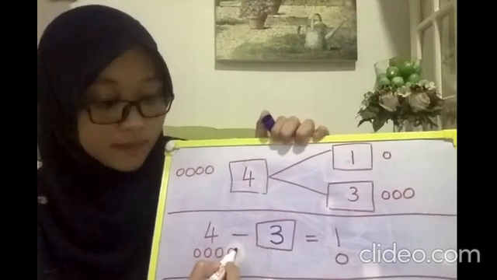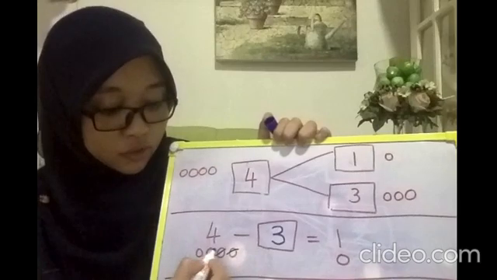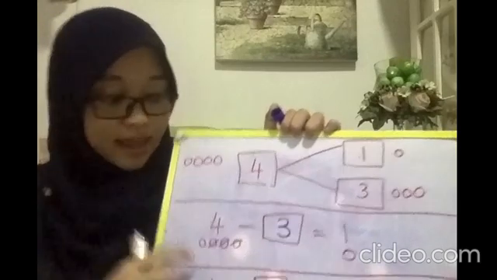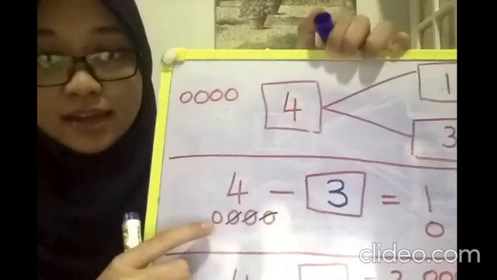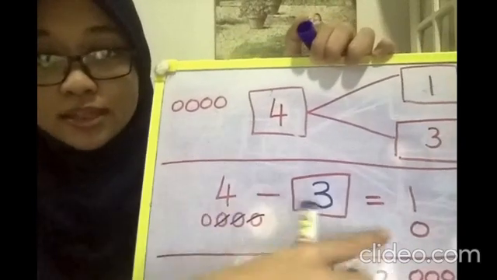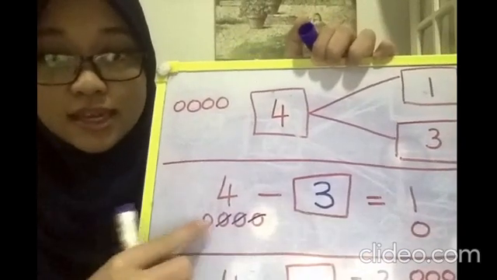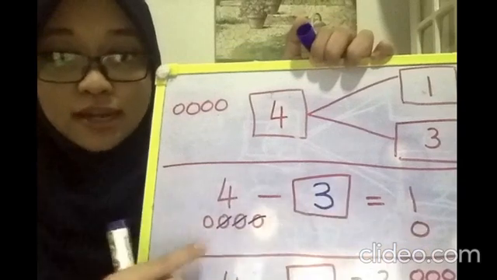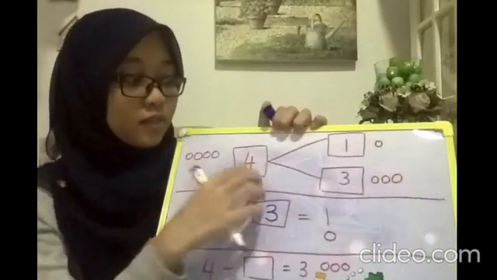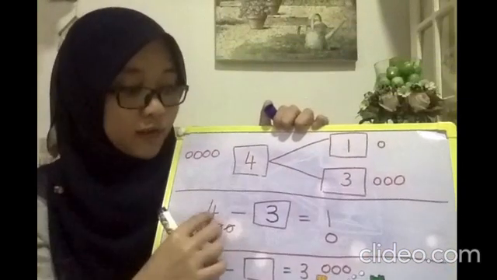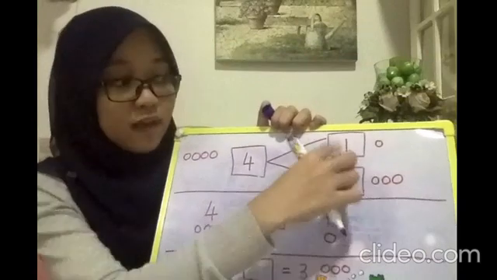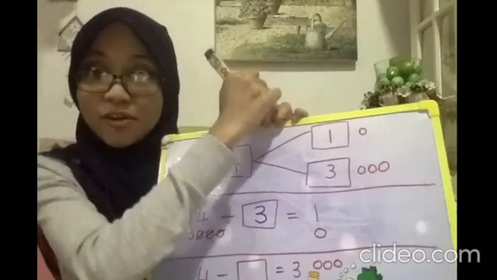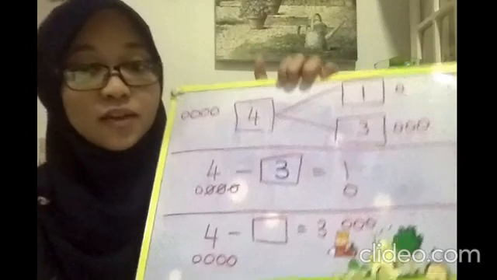Can we count together? 1, 2, 3, stop. And look at that. Isn't that 1 circle? Are they equal? Yes, they are the same, 1 and 1. And we have filled in all the numbers. We have 4 right here, 3 right here, and 1 right here. That's very good, everybody.